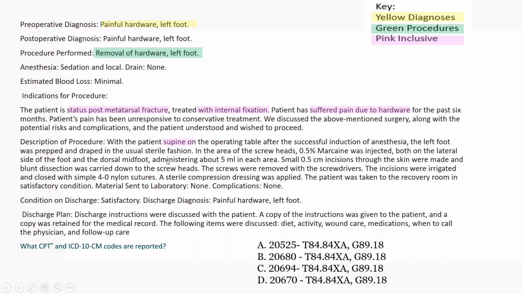He was placed in a supine position. Anesthesia was given. Small 0.5 centimeter incisions through the skin were made. The dissection was carried down to the screw heads. The screws were removed with screwdrivers. The condition on discharge, painful hardware left foot.